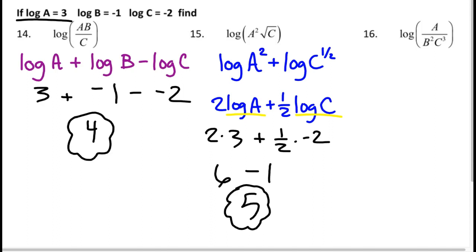All right, and this last one here, I'm going to have to write a little smaller here: log of A minus log of B squared. And then I'm going to just do both minus because they're both on the bottom, log of C cubed. All right. Okay.